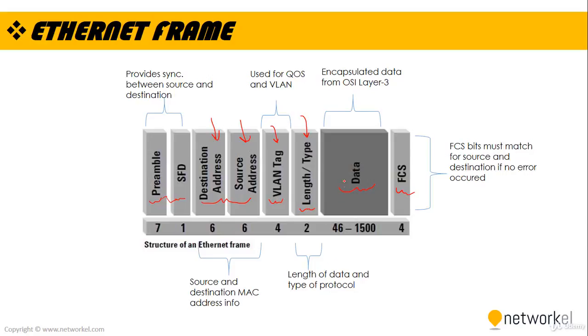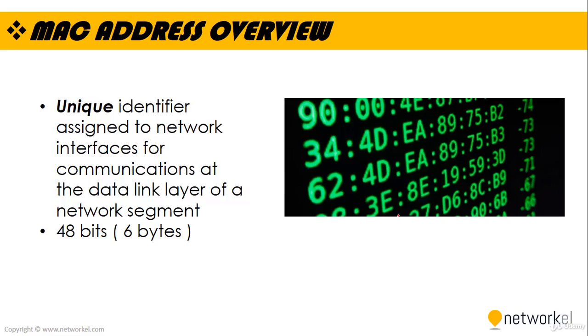Another field is the data field, which keeps the encapsulated data information from OSI layer 3. And the last field is FCS, frame check sequence. The frame check sequence bits must match for source and destination if no error occurred, and this field is used for error detection.